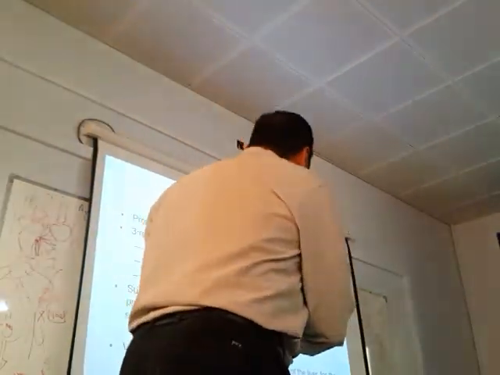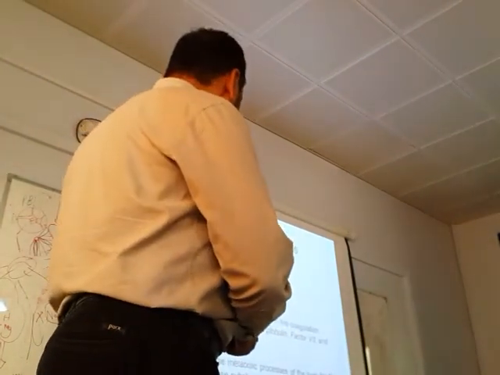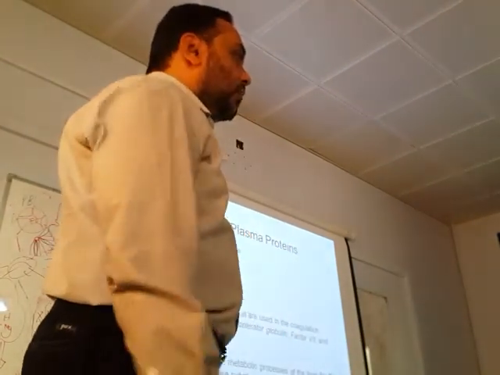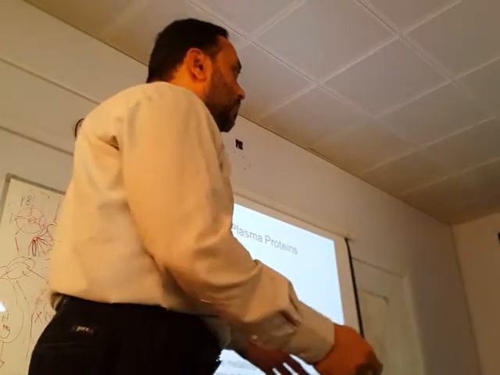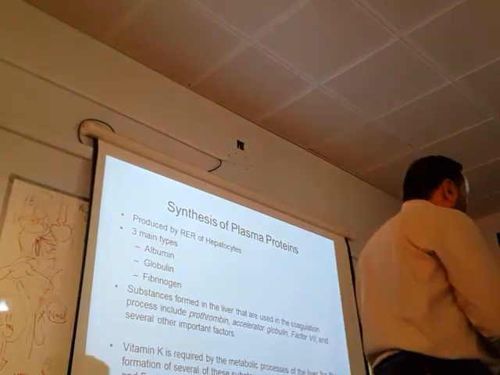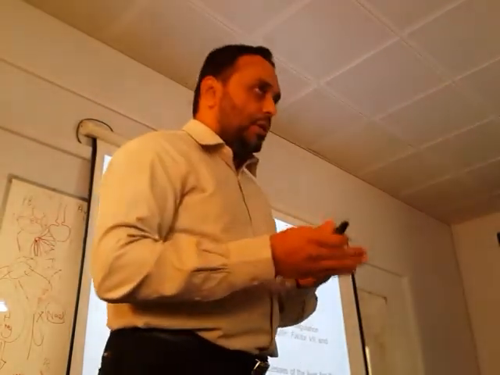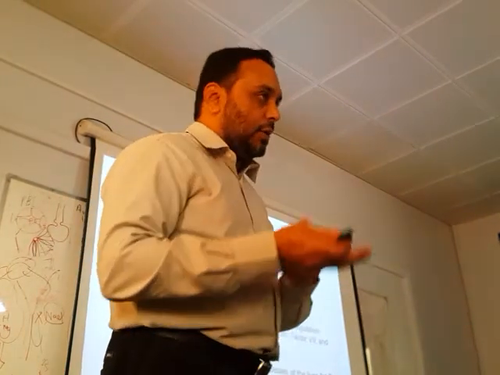Synthesis of plasma proteins, primarily prothrombin. There are others also, factor 7, 9 and 10. Obviously, these are very much needed for blood coagulation, as we have seen earlier, for prevention of bleeding or hemorrhage, either internal or external, both of them.